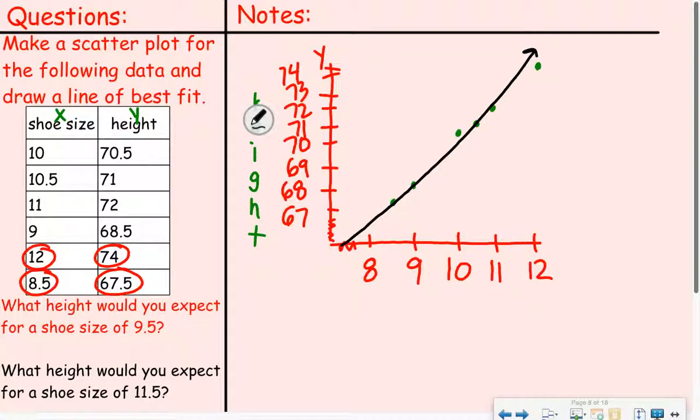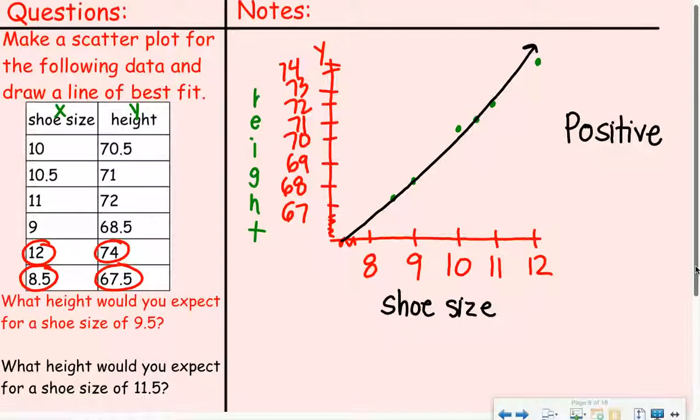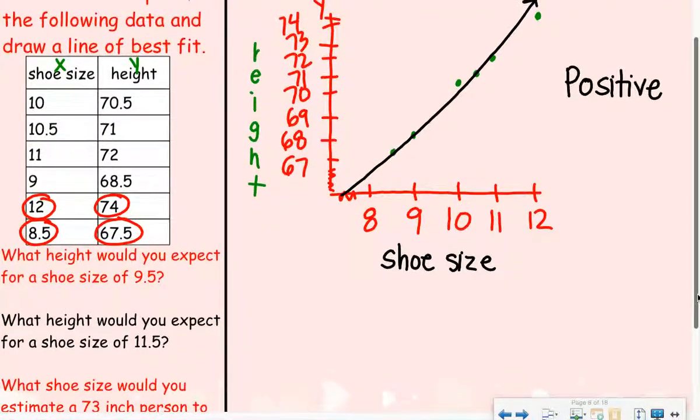So you'll notice we have positive correlation. So this means that as our shoe size increases, our height increases, which is generally true. Generally, if you're taller, you have a bigger shoe size. If you're shorter, you have a smaller shoe size. Okay, so now we're going to use our line of best fit to answer a few questions here.